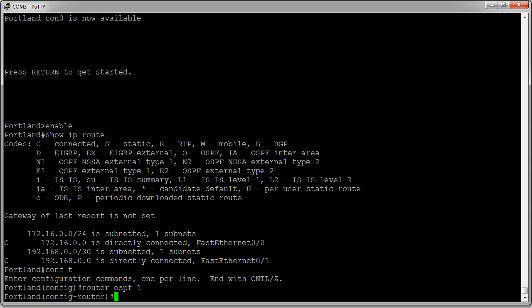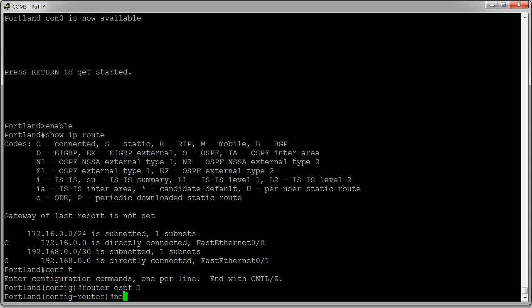OSPF is a link state routing protocol, and whenever things are added, it instantly sends information to all the rest of the devices in the OSPF area, and then they calculate out the fastest route using the open shortest path first, or the shortest path first algorithm.